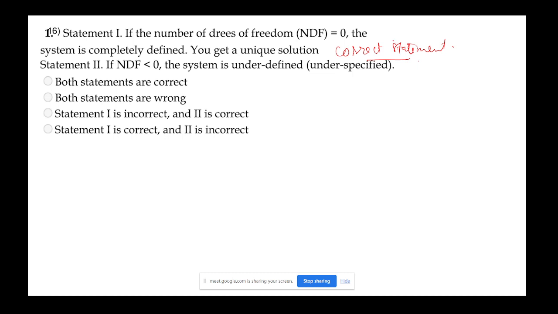Then second is, if NDF is less than 0, the system is underdefined, which is wrong. It means the system is over-defined, and underdefined has NDF greater than 0. So for this case, it is incorrect. So you have statement 1 as correct and statement 2 as incorrect, which is option D.